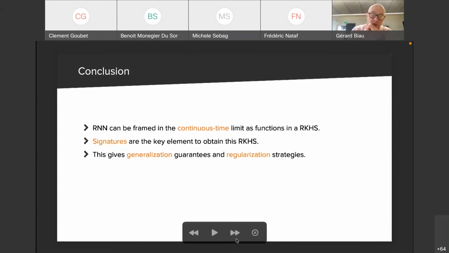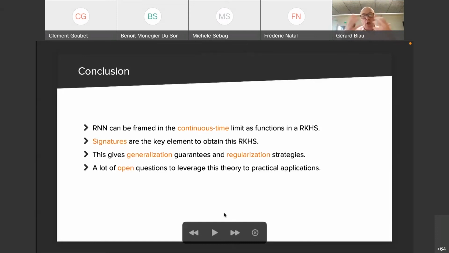And there are, of course, a lot of open questions to leverage this theory, both from a practical side and the theoretical side. Also, maybe that's for a particular type of neural networks. I have studied the case of recurrent neural networks, but we can also analyze the case of residual neural networks. They work in a different way, but still the signature can play a role in the analysis.